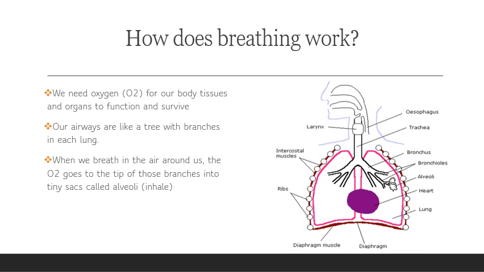To understand pneumonia, we need to first understand how breathing works. We need oxygen, or O2, for our body tissues and organs to function and survive. Our airways are like a tree with branches in each lung. When we breathe in air around us, the O2 goes to the tip of those branches into the tiny sacs at the end called alveoli.